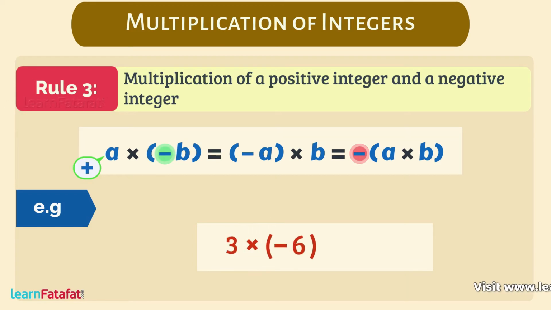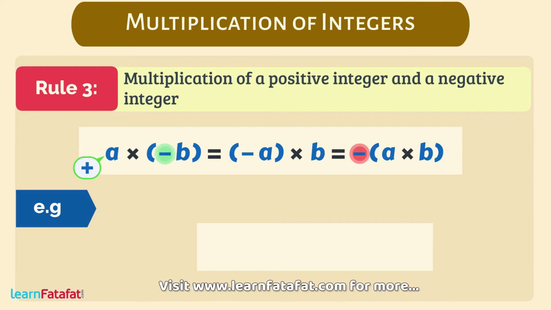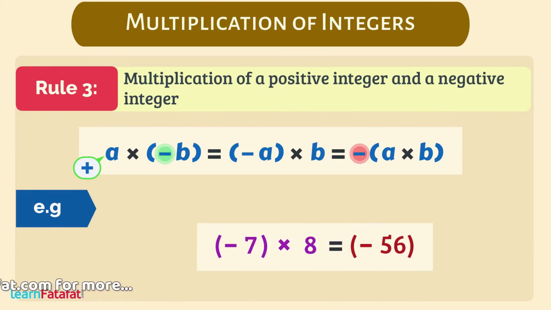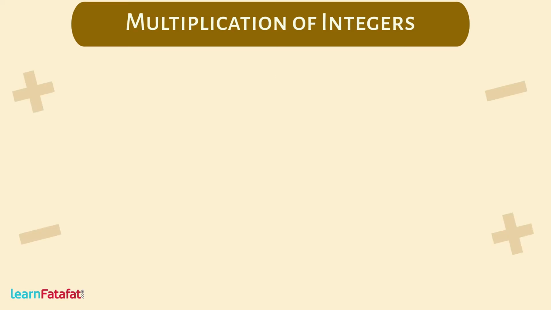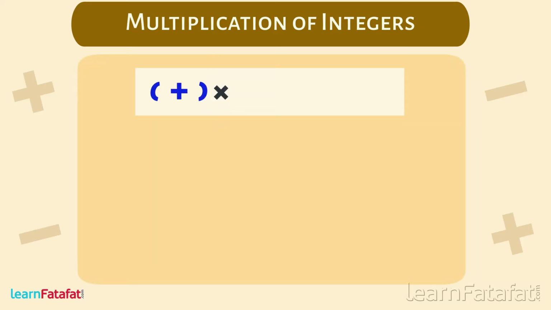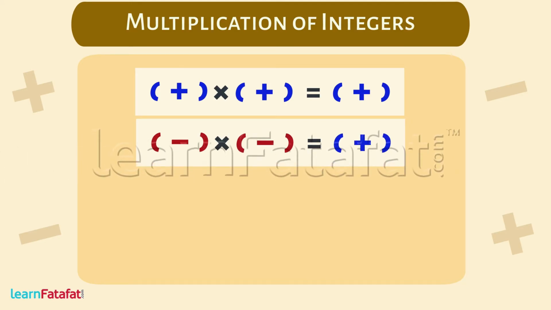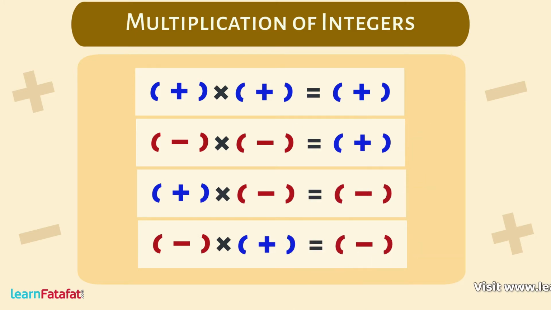3 multiplied by minus 6 is equal to minus 18. Minus 7 multiplied by 8 is equal to minus 56. So, the multiplication of a positive integer and a negative integer is always a negative integer. You can remember these results by remembering: product of 2 plus is plus, product of 2 minus is plus, and product of 1 plus and 1 minus is minus.